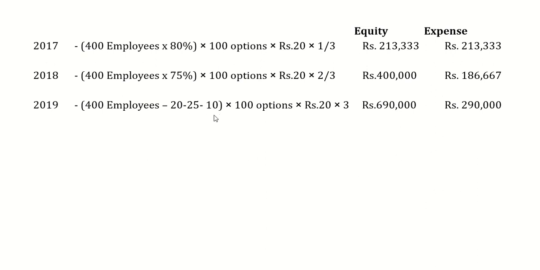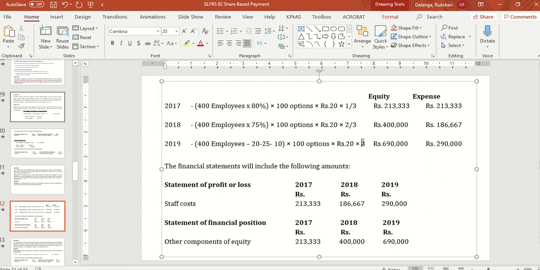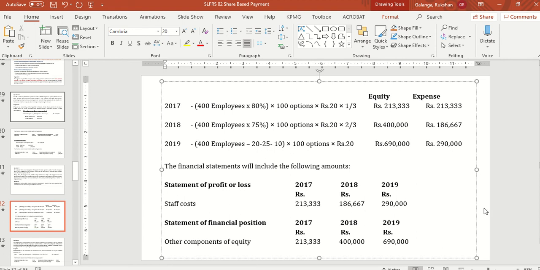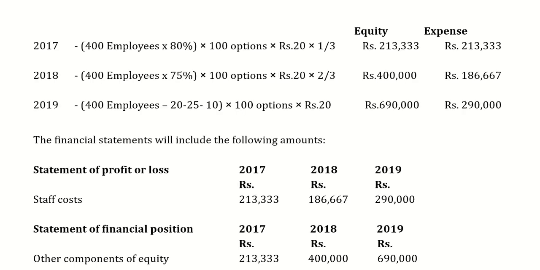Altogether, 55 employees left. So out of 400, you deduct 55, multiply by 100, multiply by 20, and this liability should be equal to the equity. No need to multiply this by 3, because the answer will be equal to 690,000, right? So your liability becomes 690,000 at the end of the third year.